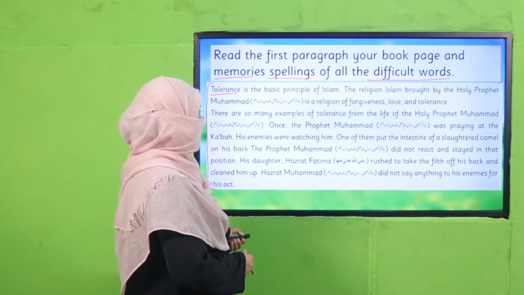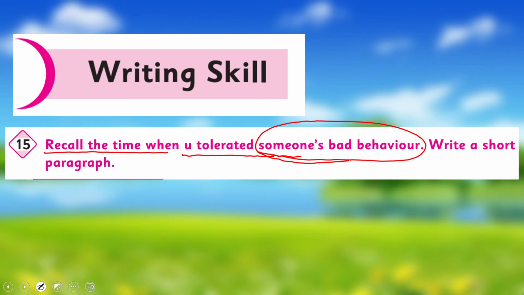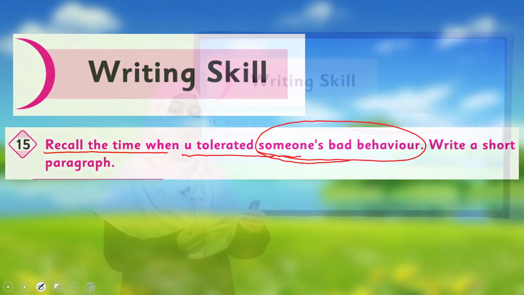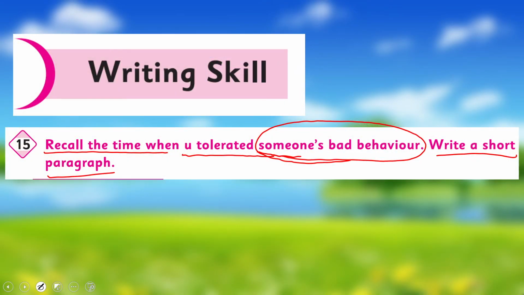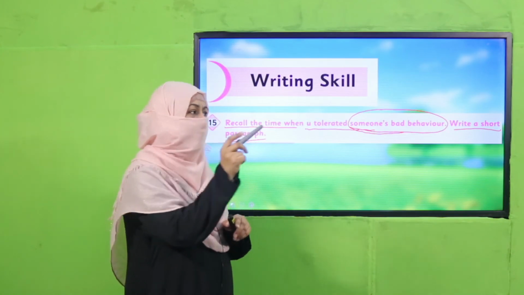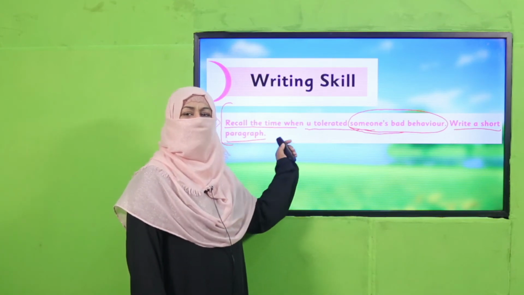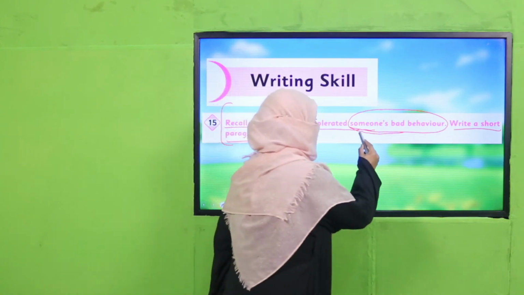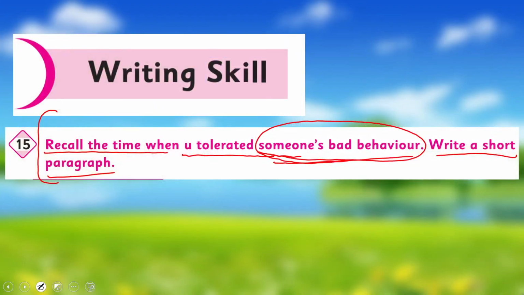It's the next step. And what's that? Recall the time when you tolerated someone's bad behavior. Someone must have behaved in an indecent manner. So how did you tolerate that situation? Write a short paragraph. And the tip is that the words which you have written from the first paragraph, that is your word bank for this writing. Okay, so use those words in your paragraph and write in your own words. How did you tolerate someone's bad behavior? Pause the video, write a beautiful paragraph.